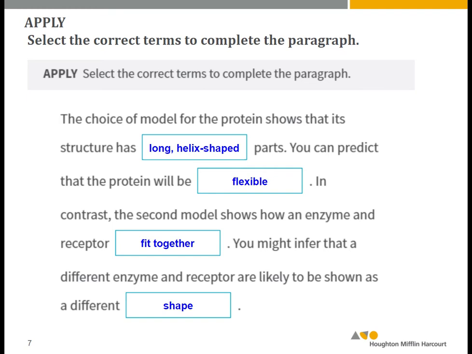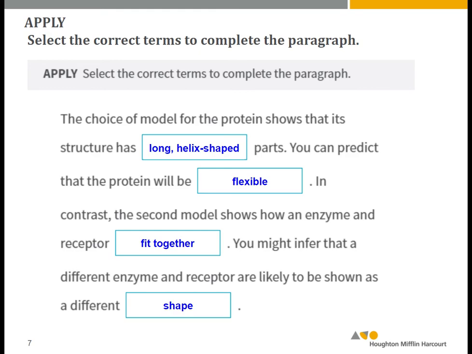You might infer that a different enzyme and receptor are likely to be shown as a different shape, because different enzymes are shaped in a way that different receptors fit on them. The helix shapes of the protein model look like springs, and that suggests that the protein is flexible. These strands of protein can probably wrap around each other and become intertwined. The enzyme in the model would fit in the receptor shown, but a different enzyme and receptor might be shown as circles or triangles.